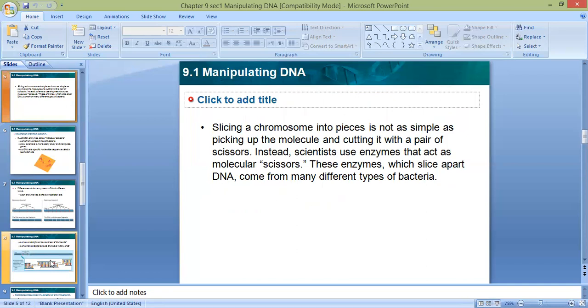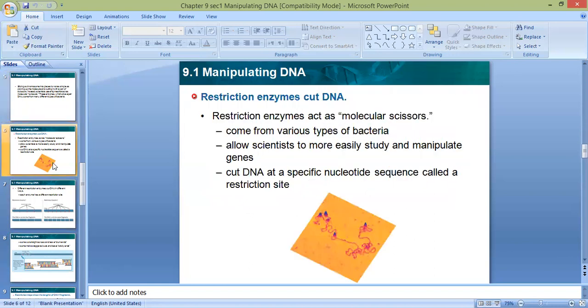We said that the chromosome can be sliced into pieces, but it cannot be sliced by using scissors. Instead, they use enzymes to cut the DNA, and these enzymes are called restriction enzymes. These enzymes come from various types of bacteria. Restriction enzymes allow scientists to more easily study and manipulate genes, and they cut the nucleotide sequences at restriction sites.